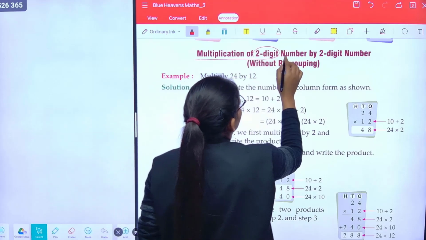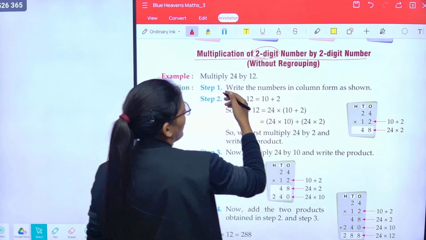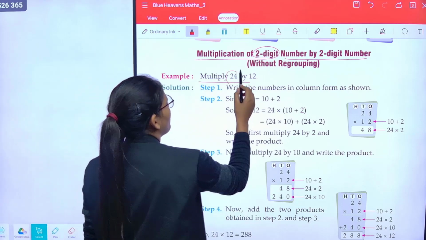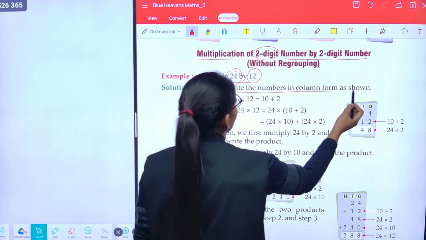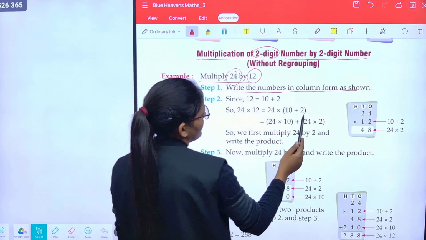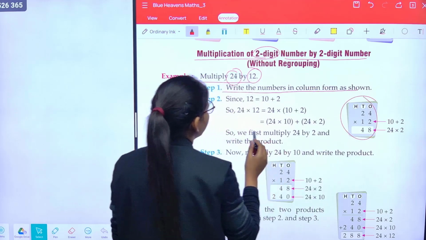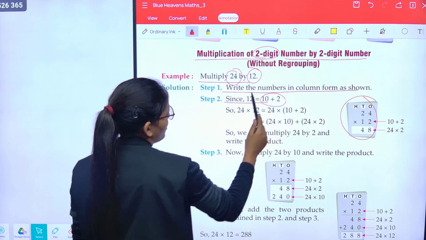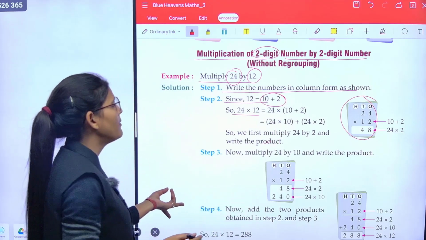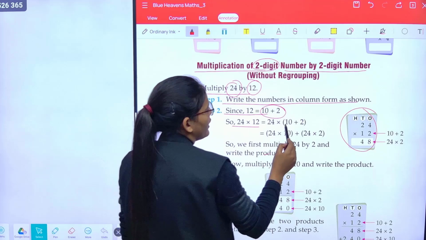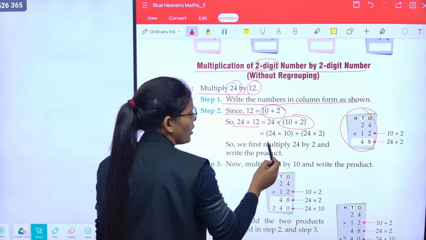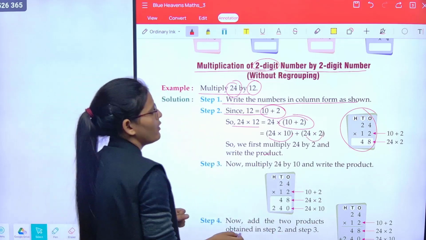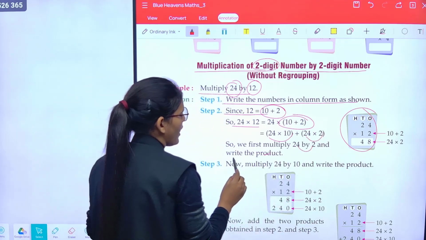Multiplication of a 2-digit number by a 2-digit number without regrouping. Understood class? Now multiply 24 by 12. Write the numbers in columns as shown. Since 12 is equal to 10 plus 2, we multiply 24 by 10 plus 2. 24 की पहले हम 10 से करेंगे, फिर 24 के हम 2 से करेंगे. So we first multiply 24 by 2.